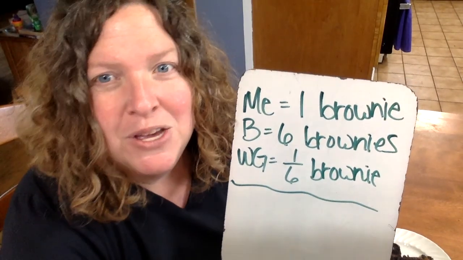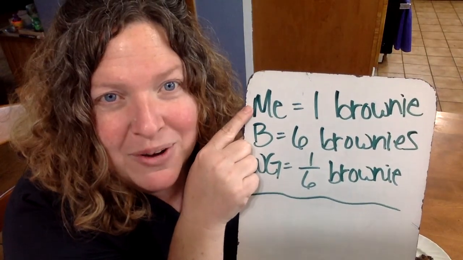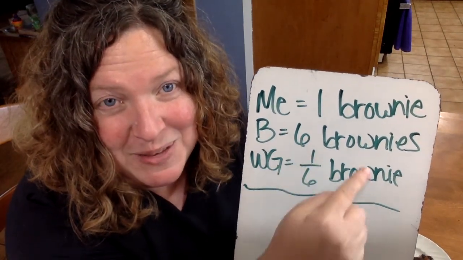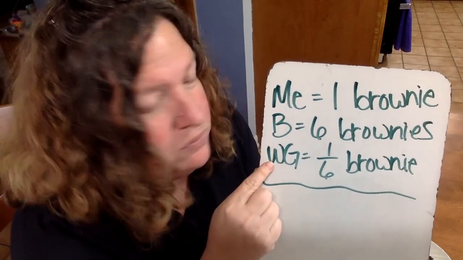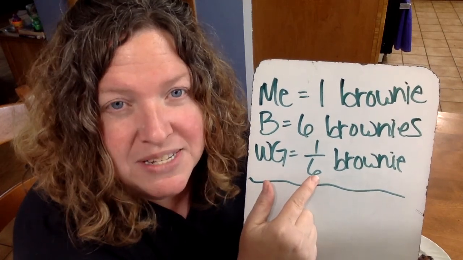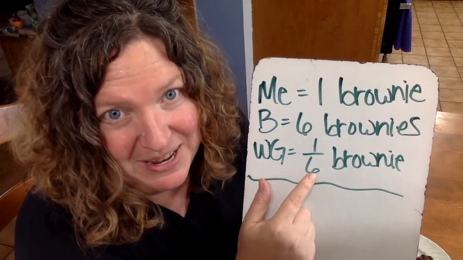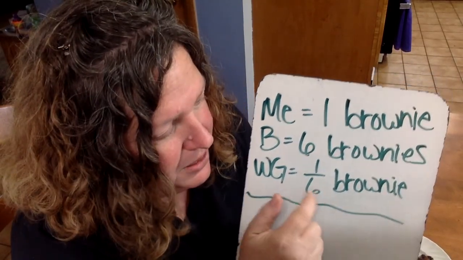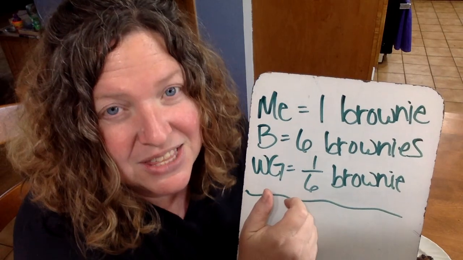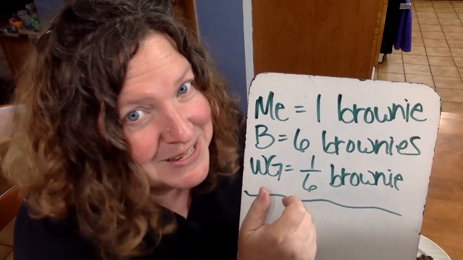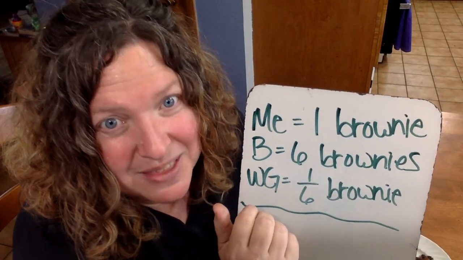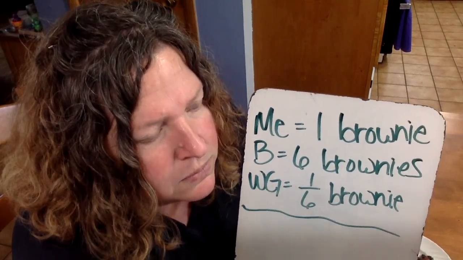Sad face. Okay, so I got 1 brownie. Britton got 6 times as many. He got 6 brownies. William Grayson got 1/6 of a brownie. So you can see how that makes a big difference when you're multiplying by a fraction. 1/6 of something is a lot smaller than 6 times that.